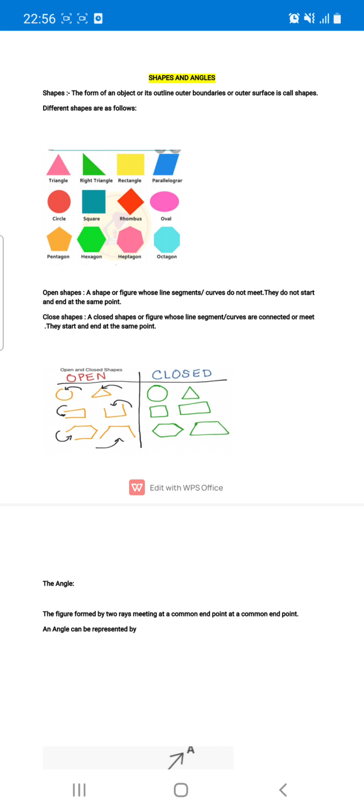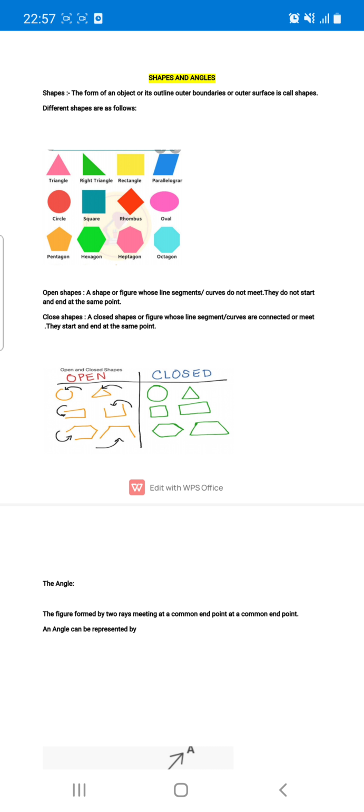Now what is a shape? The form of an object, or its outer line, boundaries or outer surface, is called the shape. There are some different shapes you can see on the screen: triangle, rectangle, circle, square, rhombus, oval, pentagon, hexagon, octagon, heptagon. There are very different types of shapes.